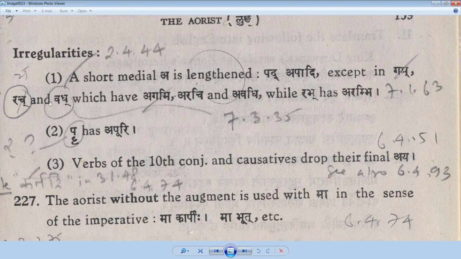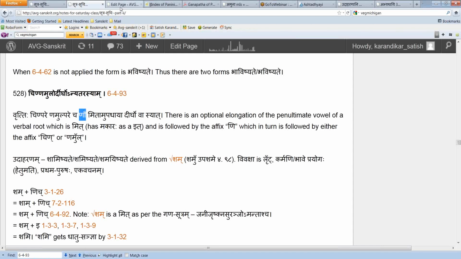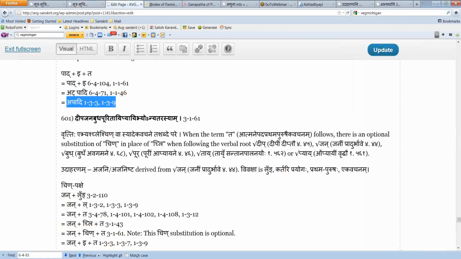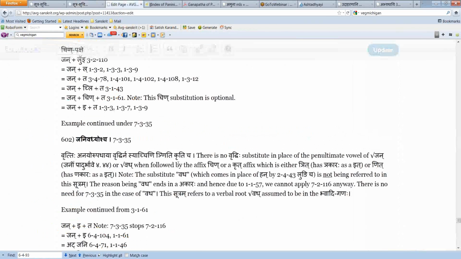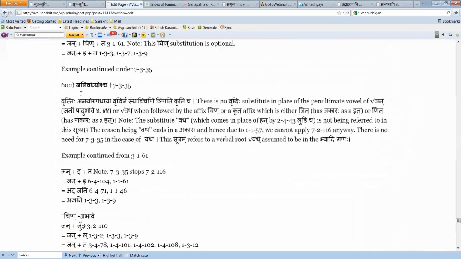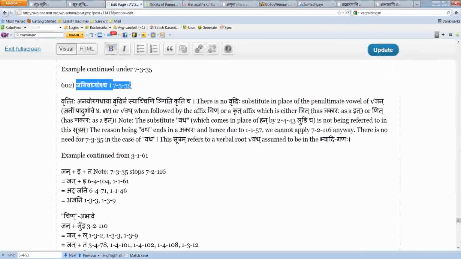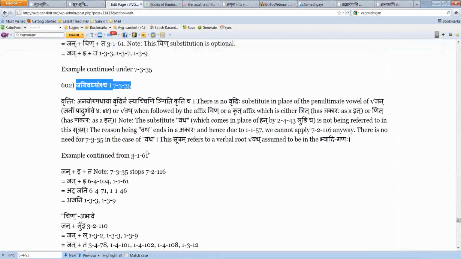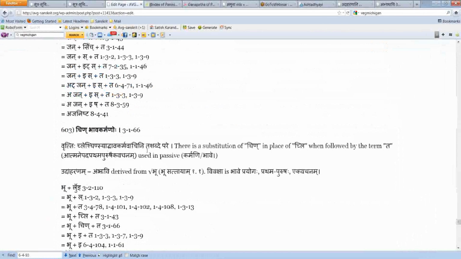Before going to Racha and Vada, let's look at one more sutram which is not in the book, but anyway, it's in the document here. We can spend a couple of minutes looking at this sutram. We just saw the sutram Jani Vadhyoscha, 7335. So specifically for Jani and Vad, we talked about that. The prior sutram in the Ashtadhyayi is this one.